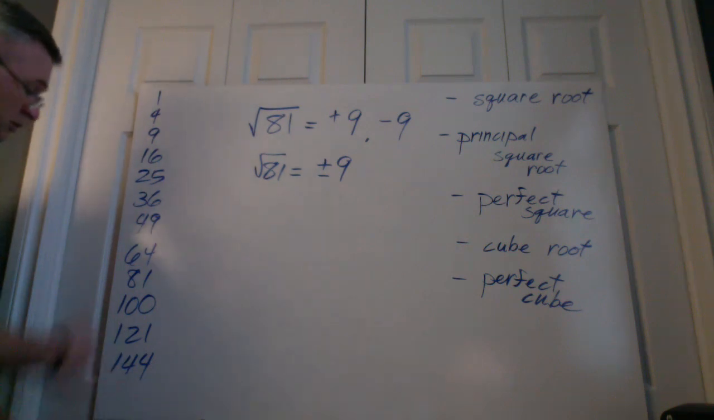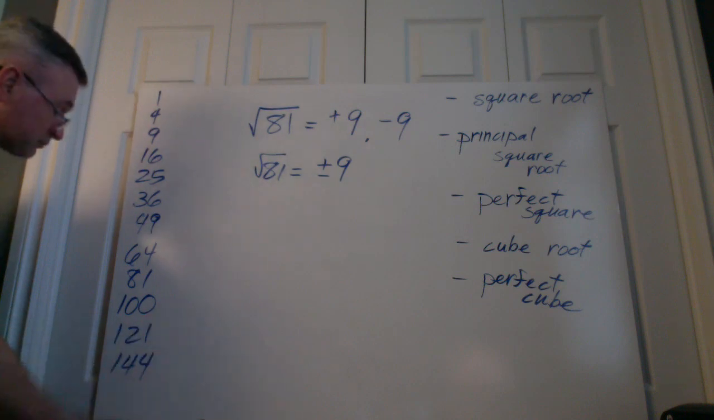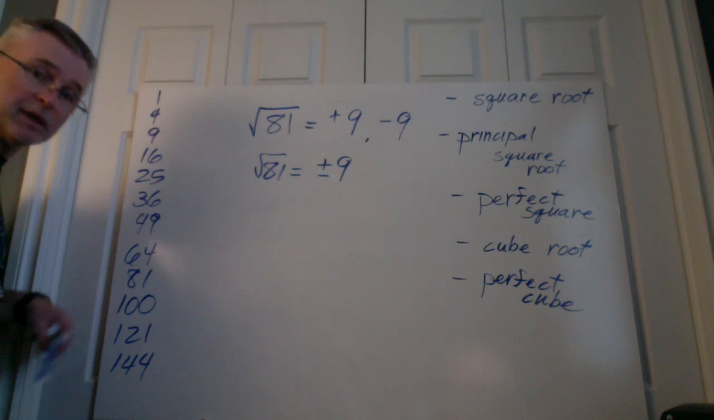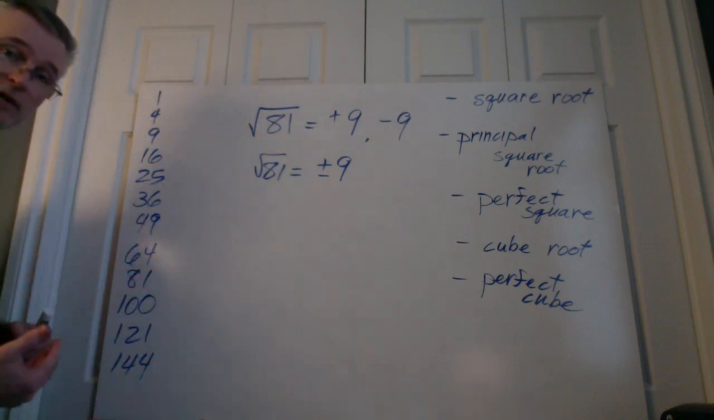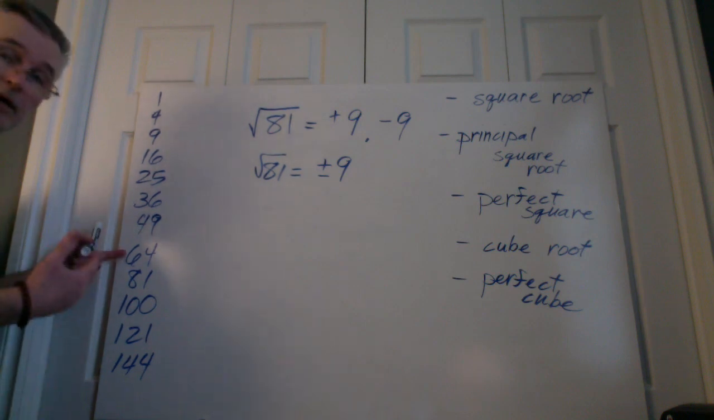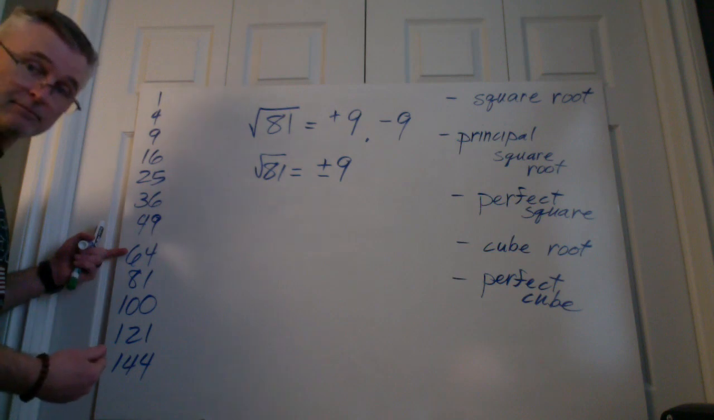So the square root of 144 is 12 or a negative 12. The square root of 100 would be 10 or negative 10. And this is the way that you say this: the square root of 64 is plus or minus 8.